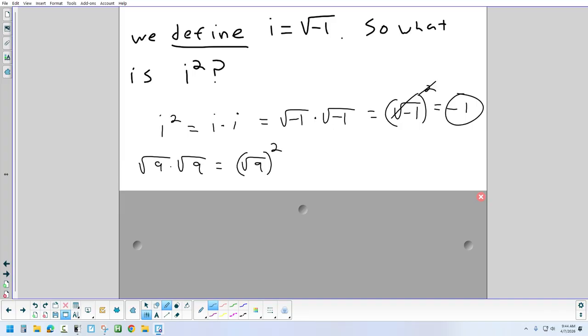But what if it was like 9i squared? So if you had something like 9i squared, like that, i squared is negative 1. So you should be writing negative 9. 9 times i squared is negative 9. Yep, and that's the kind of stuff that we're going to see tomorrow.